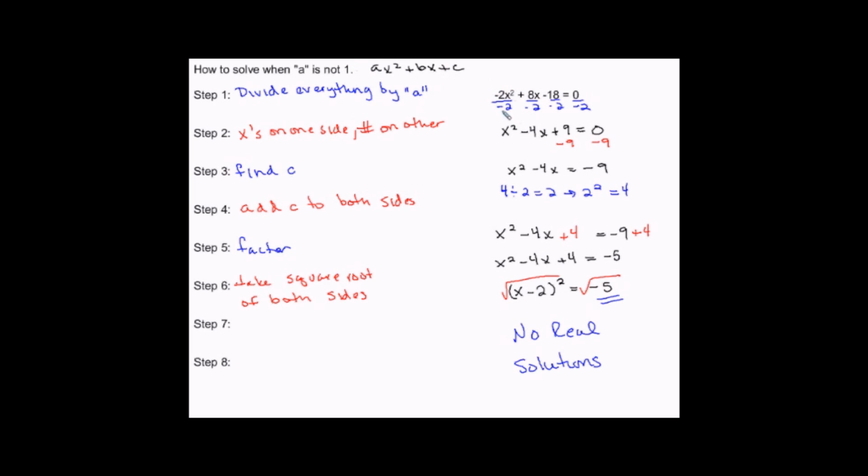But the important thing is, the only thing that's different is we have to get rid of this coefficient on the x squared first. So let's try a couple of those. We have 3, so I'm going to divide everything by 3. And I'm going to get x squared minus 3x minus 1 is equal to 7. I need this space open, so I'm going to add 1 to both sides. Get that cleared out. And I'm going to have x squared minus 3x is equal to 8.